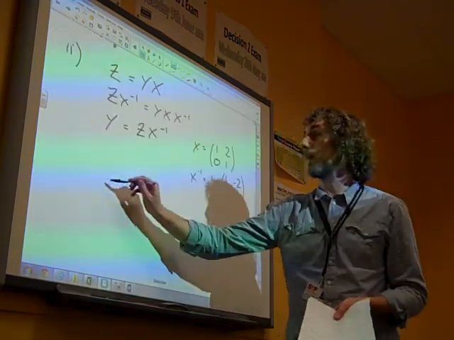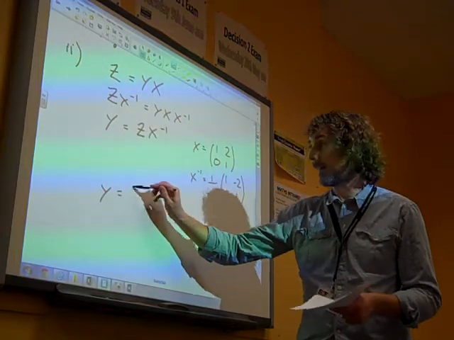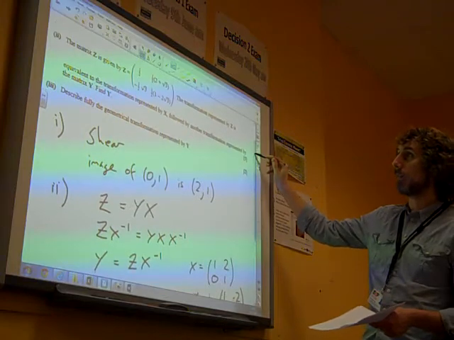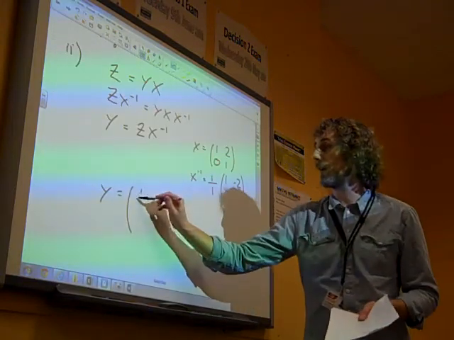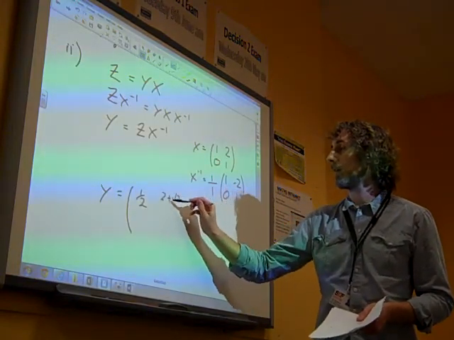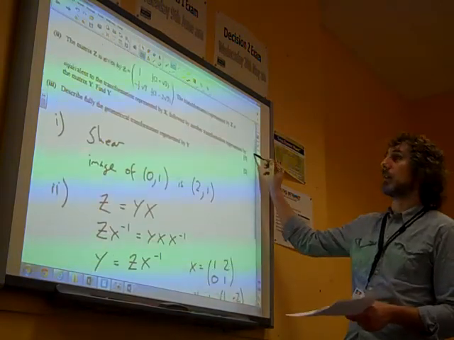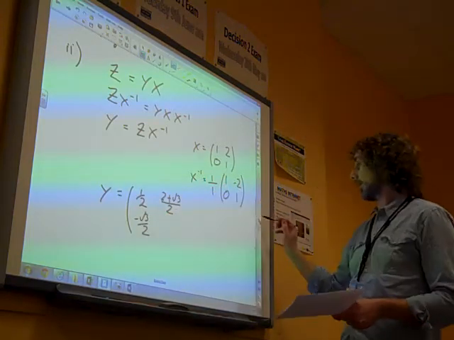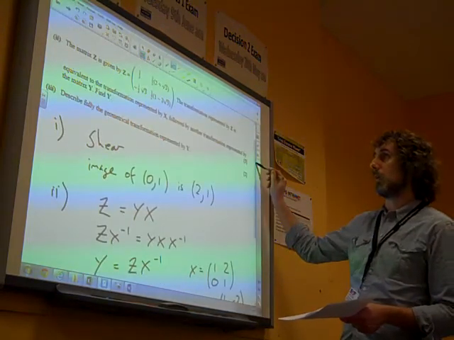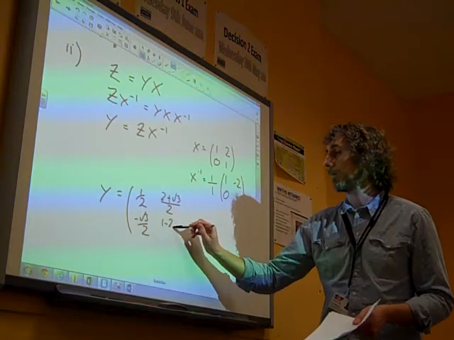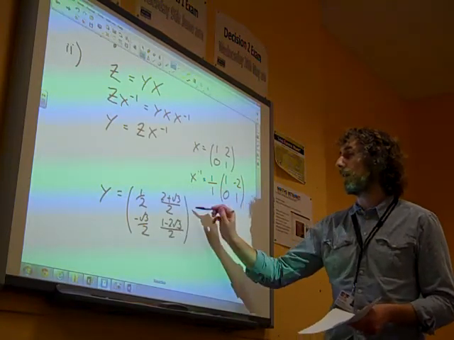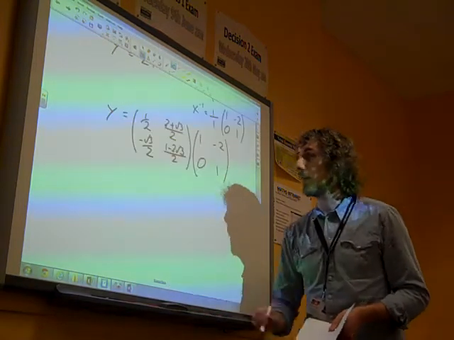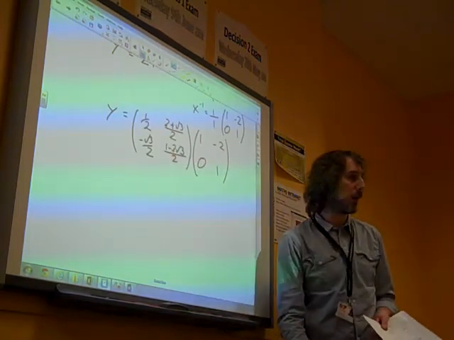So the matrix Y that we're after is Z, which was this monster: a half, and 2 plus root 3 over 2, then minus root 3 over 2, and finally 1 minus 2 root 3 over 2. That times by 1, minus 2, 0, 1. So that's the matrix multiplication we need to do to find Y.